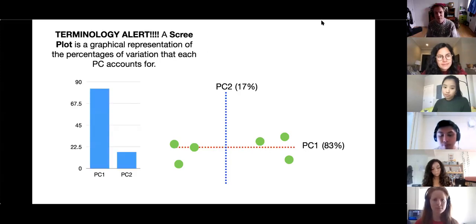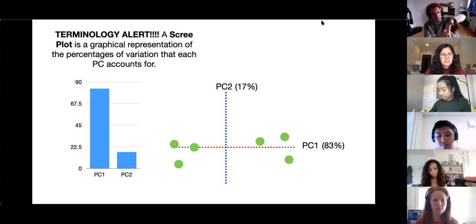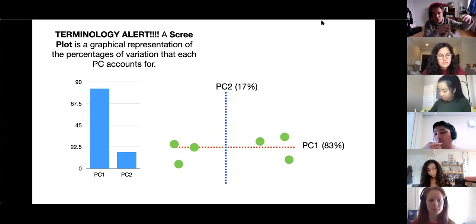Terminology alert. We've got a lot of terminology we're going through today. A scree plot is a graphical representation of the percentages of variation that each principal component accounts for. If any of you are mountain climbers or rock climbers, you may know scree. In a rocky mountain, sometimes there are rock slides, and all those rocks that fell down the mountain are called scree. That's mountaineering terminology.